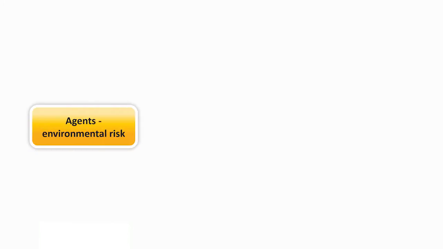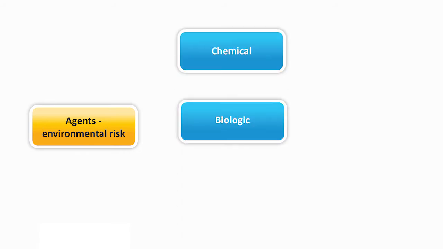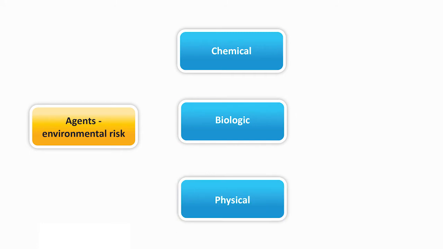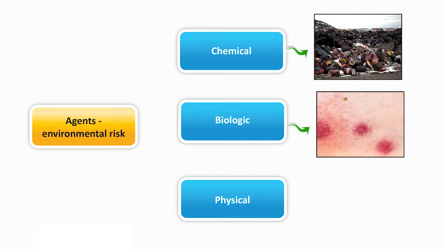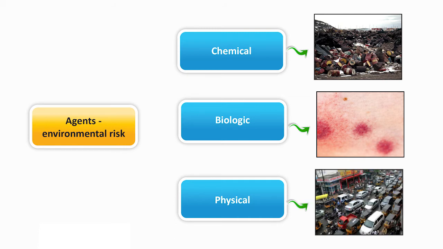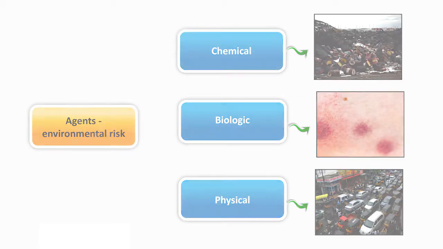Examples of environmental agents are as follows: chemical, biologic, and physical. Chemicals such as air pollutants, toxic waste, pesticides, and volatile organic compounds are able to pollute the environment, as well as the biologic agents such as disease organisms present in food and water, and insect and animal allergens. Physical agents are such as noise, ionizing and non-ionizing radiation.